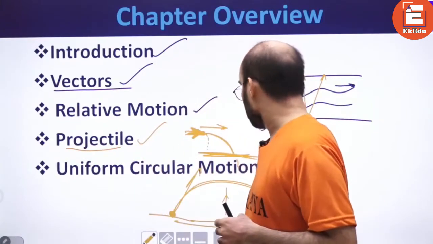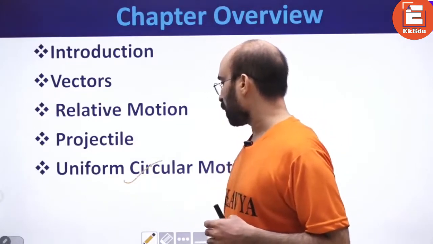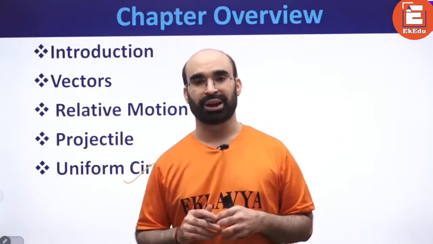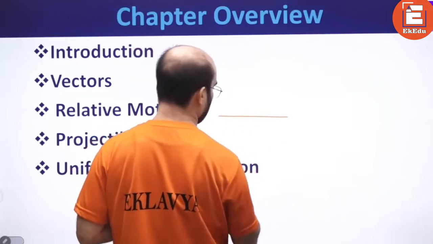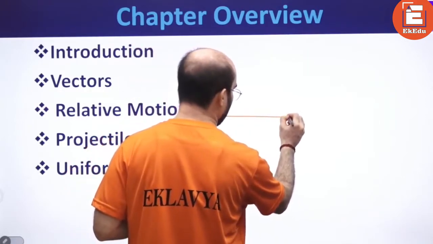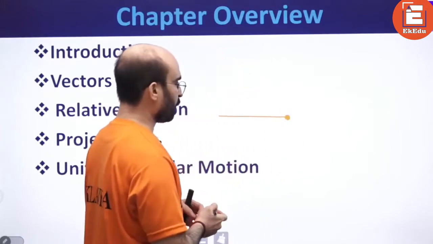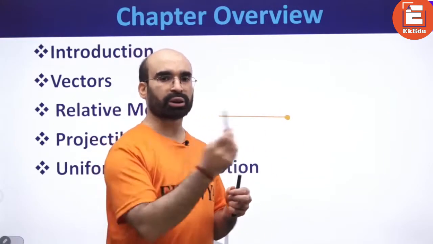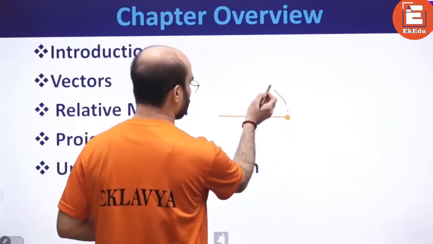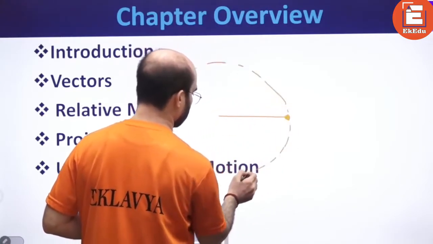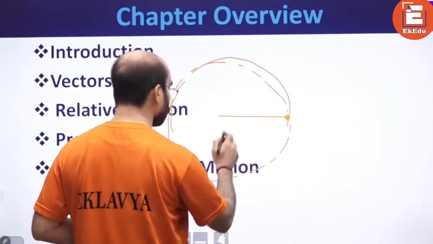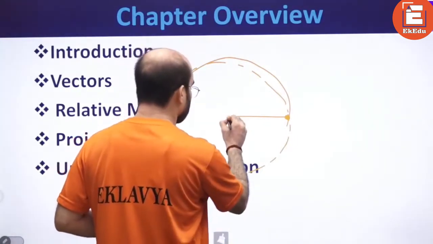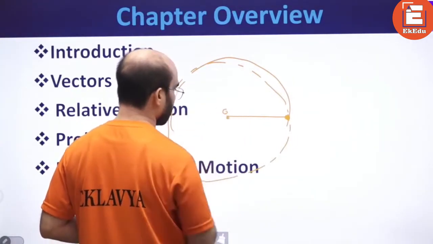Now there is the next one, uniform circular motion. This is very interesting. On the horizontal surface, suppose you have a string and you have tied a pebble on this, right? And you start whirling this. It follows this path, a circular path, right? So this is the center.